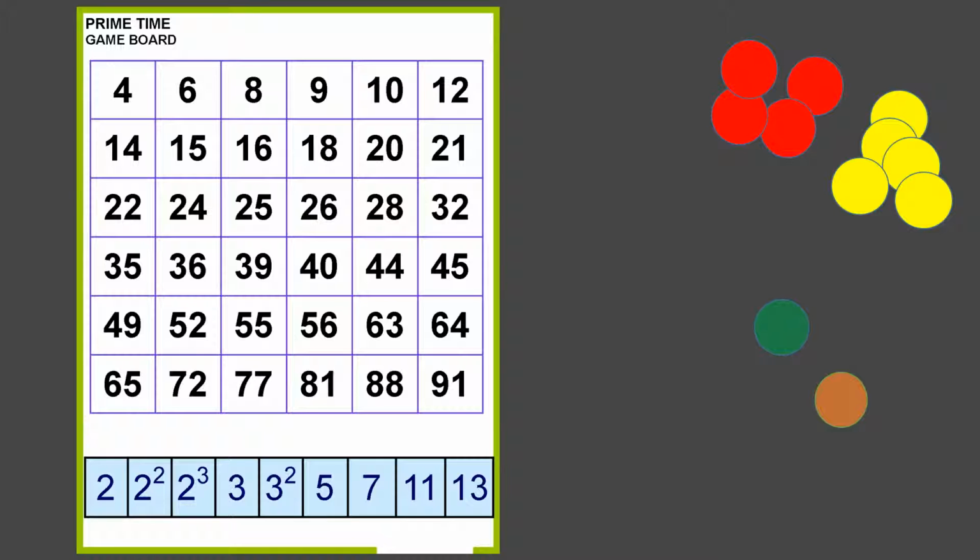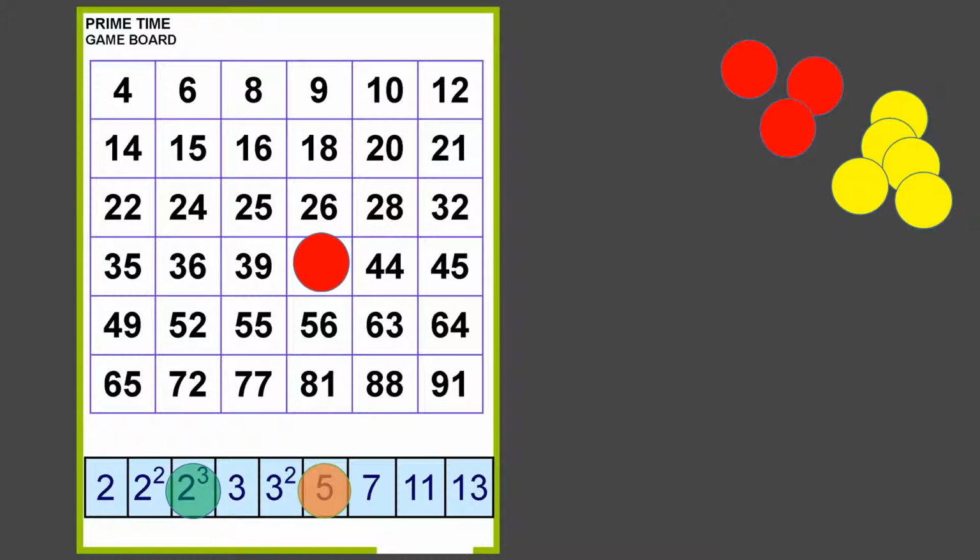To start the game, one player will go first and put the two clear counters on any two numbers on the bottom number line. In this case, they're going to put them on the 2 cubed and the 5. So 2 cubed times 5 is 40, because 2 cubed is 8, and 8 times 5 is 40. So the team of red is going to place their counter on that. Now the object of the game is to get 4 in a row, horizontally, diagonally, or vertically.